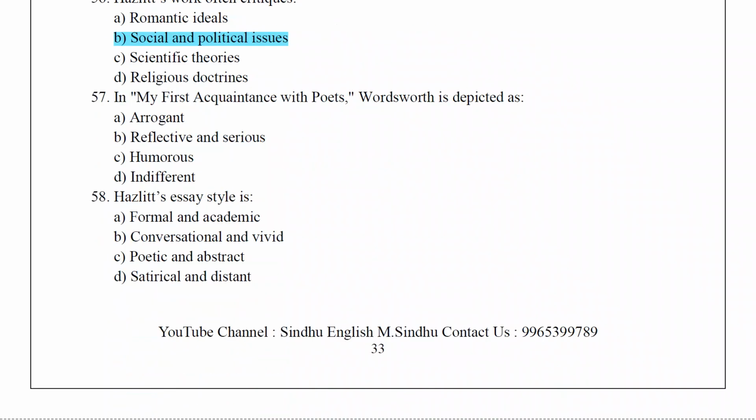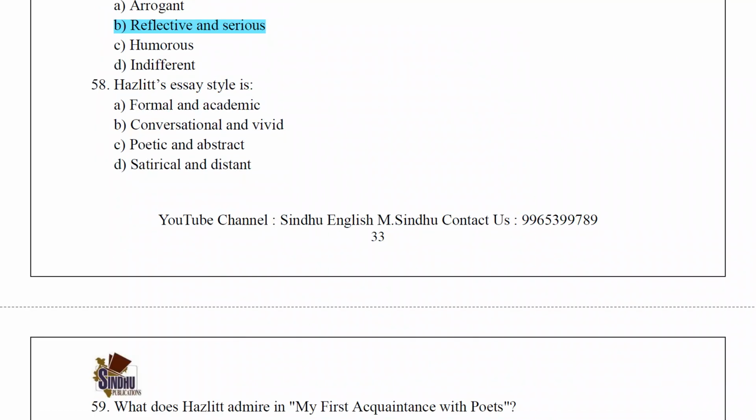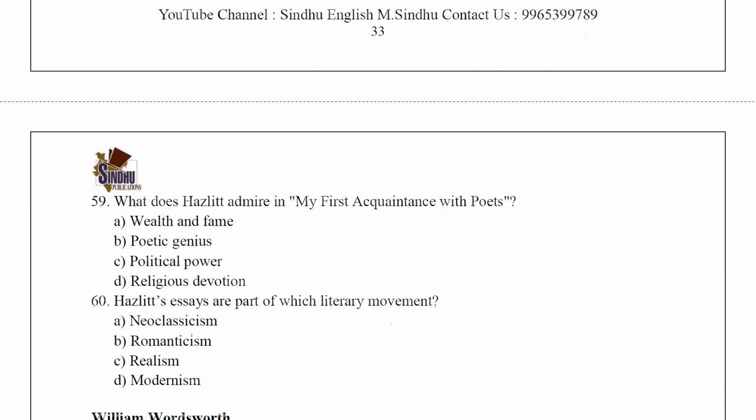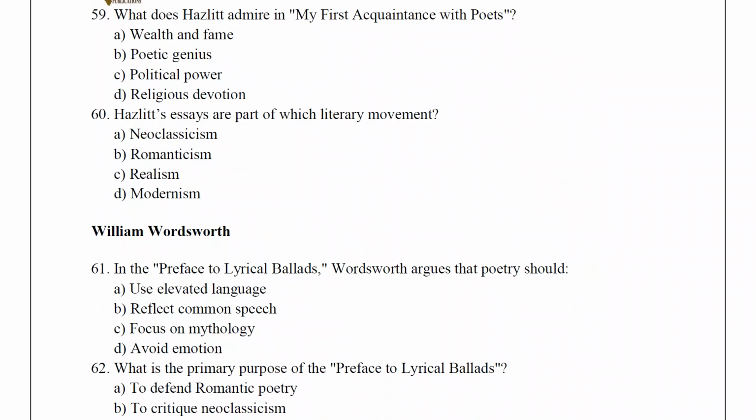In My First Acquaintance with Poets, Wordsworth is depicted as reflective and serious. Hazlitt's essay style is conversational and vivid. What does Hazlitt admire in My First Acquaintance with Poets? Poetic genius. Hazlitt's essays are part of which literary movement? Romanticism.